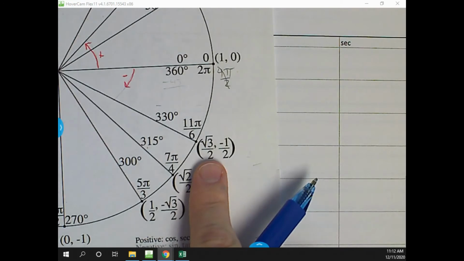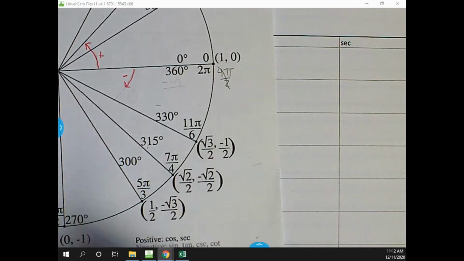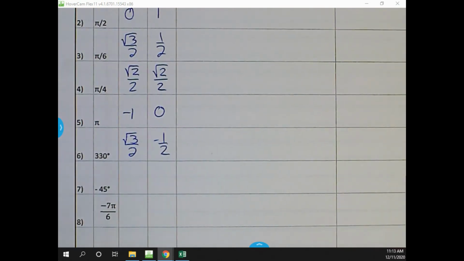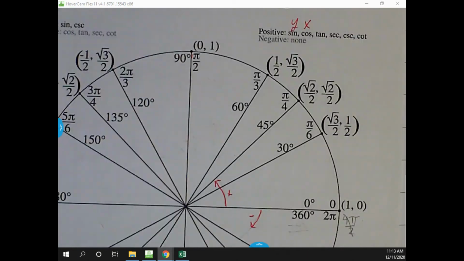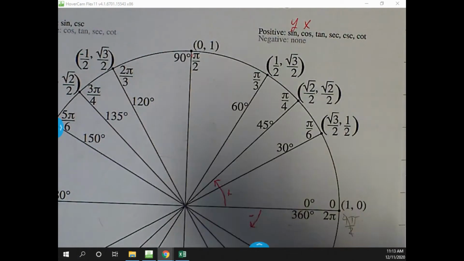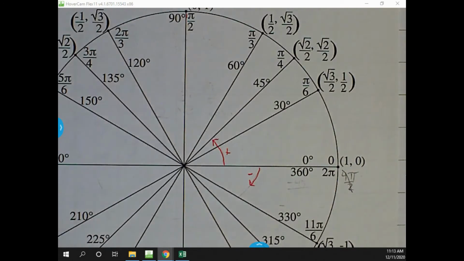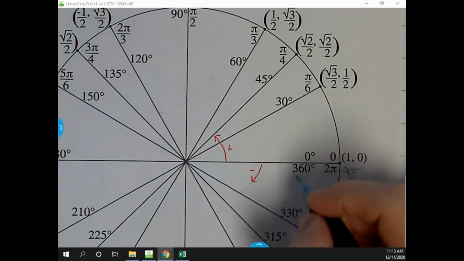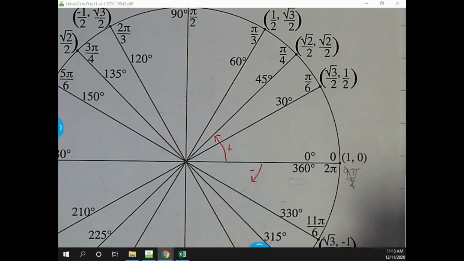If you go to 330, that's right here, that's square root of 3 over 2 and then negative 1/2. Negative 45 degrees. Now this time it's negative 45 degrees. So for this one, if you notice, negative 45 is not on here because all these numbers are positive. So if you need to find negative 45, you're going to do like we did earlier. You're going to do negative 45 plus 360, and if you do negative 45 plus 360, then that's going to put you at 315.